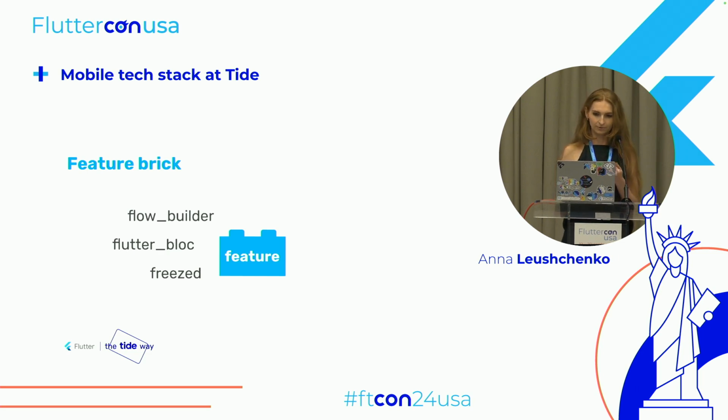For consuming REST API, we use Dio and Retrofit. And for deserialization, we use JSON serializable and again Freezed. Overall, thanks to concepts like Dio interceptors and custom Dart annotations and also code generation, we created an extremely efficient implementation of the API layer.